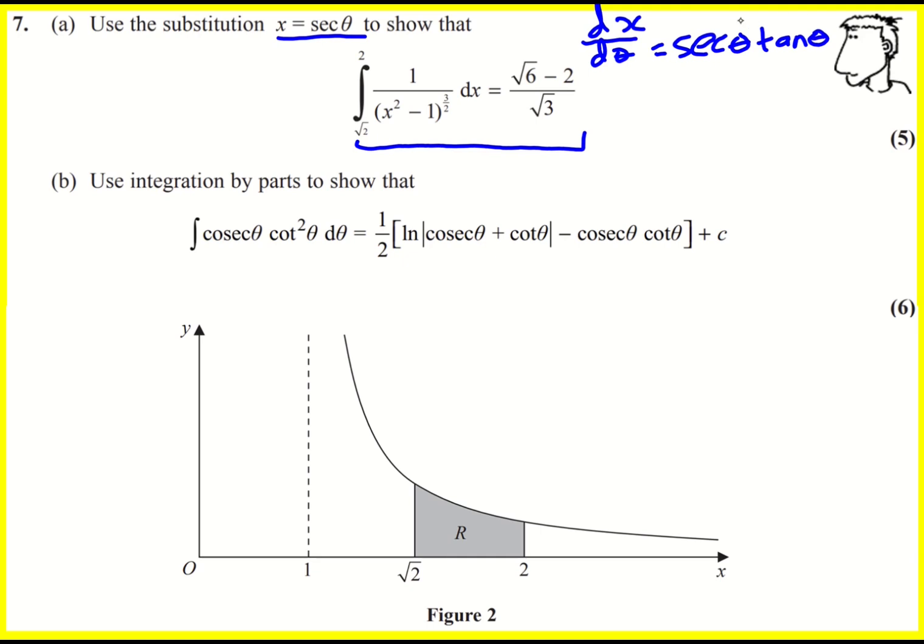I really like the function sec theta because, when you do the derivative, you get the same thing, and then you times by tan theta. That's using the quotient rule, it's just a standard result. It is worth knowing, to be fair.